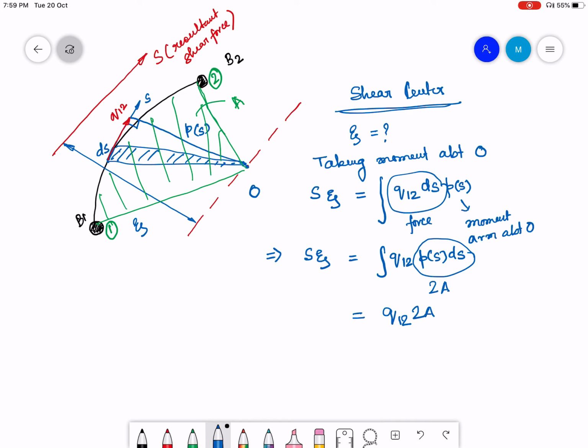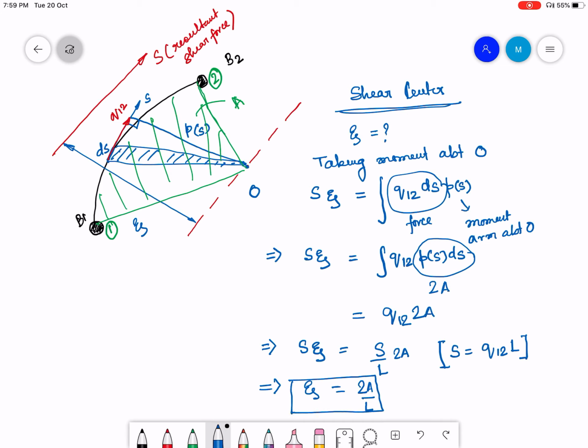Now let us go one step further and say that Q12 we know is going to be S by L. We have derived earlier that the resultant shear force is going to be Q12 into the straight line distance between point 1 and 2. Okay, so therefore the shear center zeta is going to be just 2A by L for a skin stringer idealized curved portion. Right? So L is the straight line distance between point 1 and 2, and A is the area covered by point 1 and 2 about the point O.